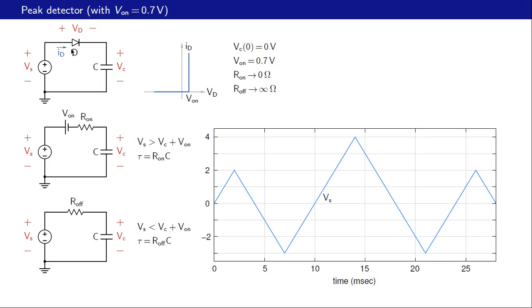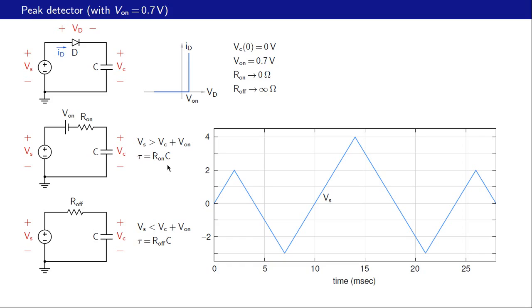What is the condition for the diode to conduct? Its P end, the voltage at its P end must be greater than the voltage at its N end by V on or 0.7 volts. That means Vs must be greater than Vc by 0.7 volts, and that is what it says here. Vs must be greater than Vc plus V on, and in that case this equivalent circuit applies. And as seen from the capacitor, the Thevenin resistance is R on, and therefore the time constant is R on times C.